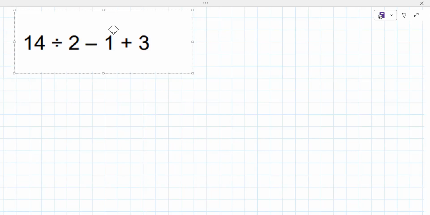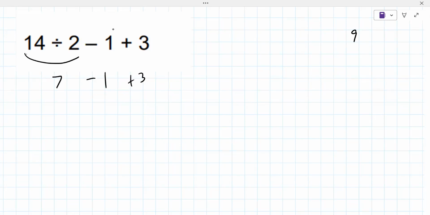Nine. Okay. Let's take a look here. What is 14 divided by 7? Or 14 divided by 2 is 7. 7 minus 1 is 6, plus 3 is 9. Good. Really good.